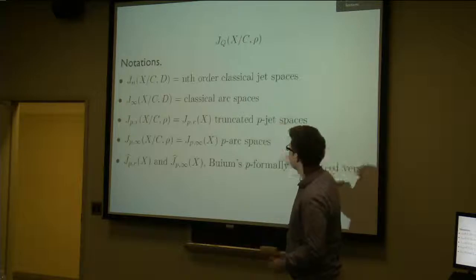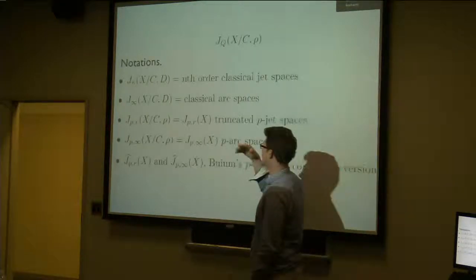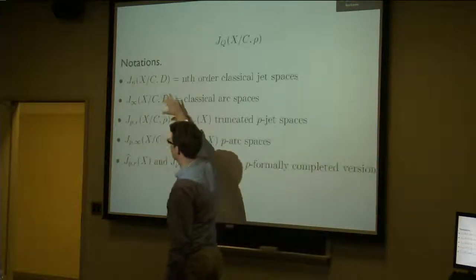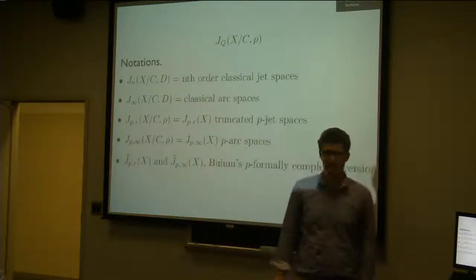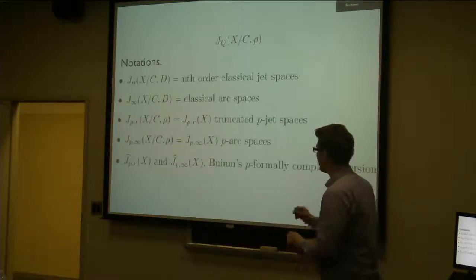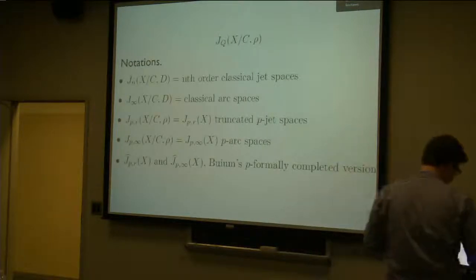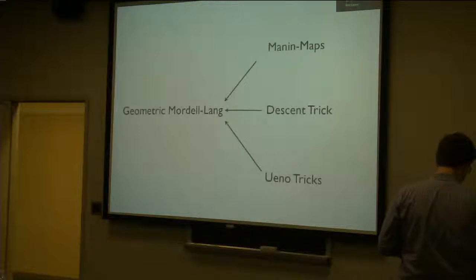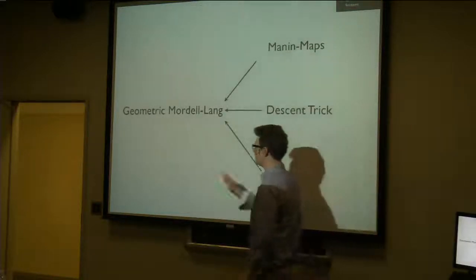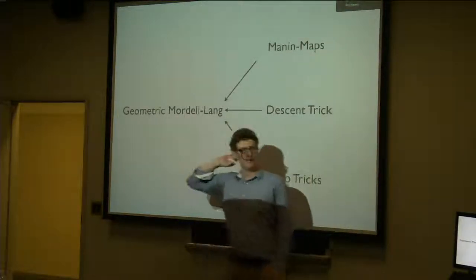Okay, so here are some versions here. You can have these truncated jet spaces, and then I call the infinite ones arc spaces, but everyone has their own terminology for these things. Okay, so that's that. All right, so that's the end of the jet space introduction. So now I'm going to talk about this proof of the geometric Mordell-Lang.